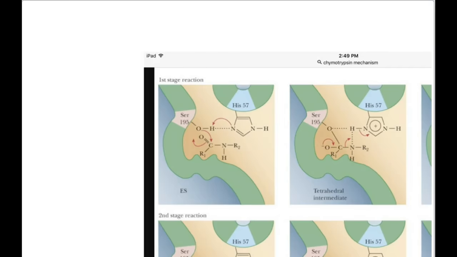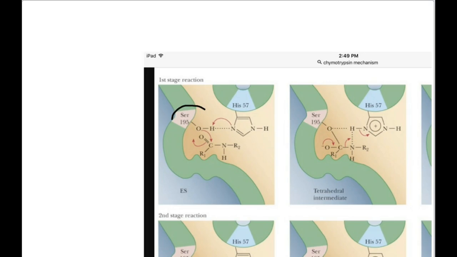So what I'm going to put up here is kind of the stages one by one, and we can talk about them a bit. This is the first stage. So a number of things are going on here. First, we have histidine 57 in the active site. That's going to act as a base and an acid, respectively. It's going to accept protons, donate protons, accept protons, and donate protons.